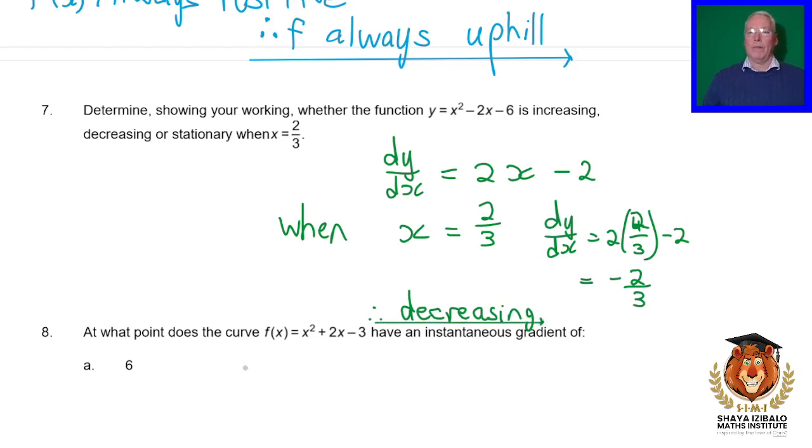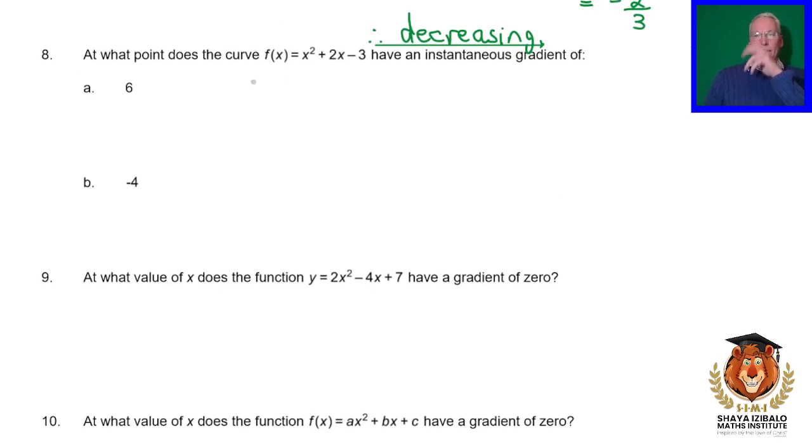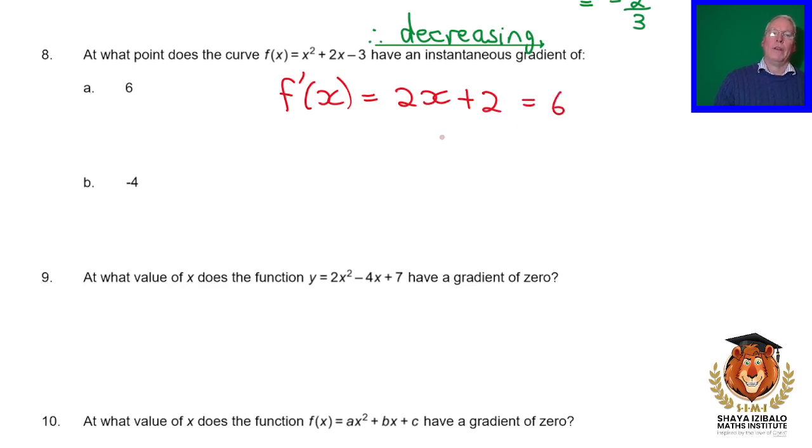Okay. This question then says, when does this curve have a gradient of 6? Not what is the gradient when x is 6. When is the gradient equal to 6? Well, let's work out what the gradient function is. And remember how we do that? We differentiate. 2x plus 2. We want that to equal 6. Subtract 2 from both sides. 2x equals 4. Divide both sides by 2, x equals 2. Right, so that's our answer for A.